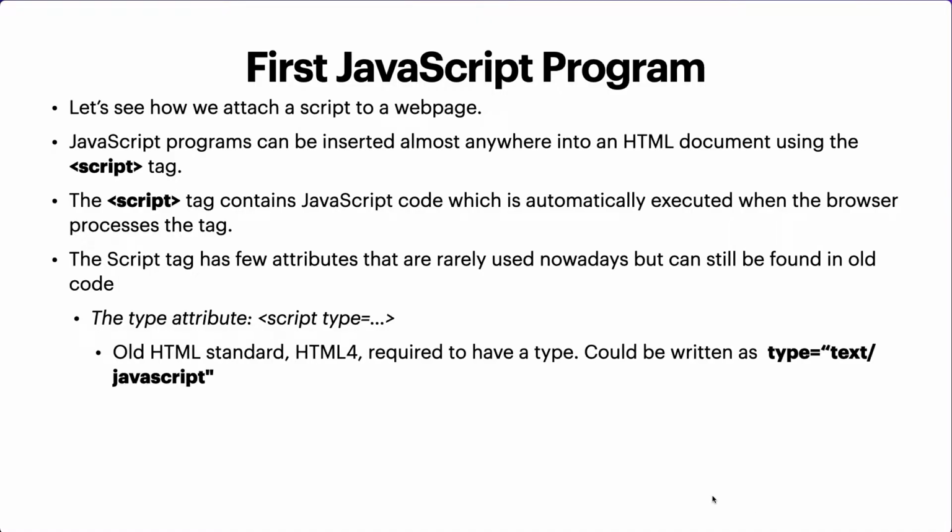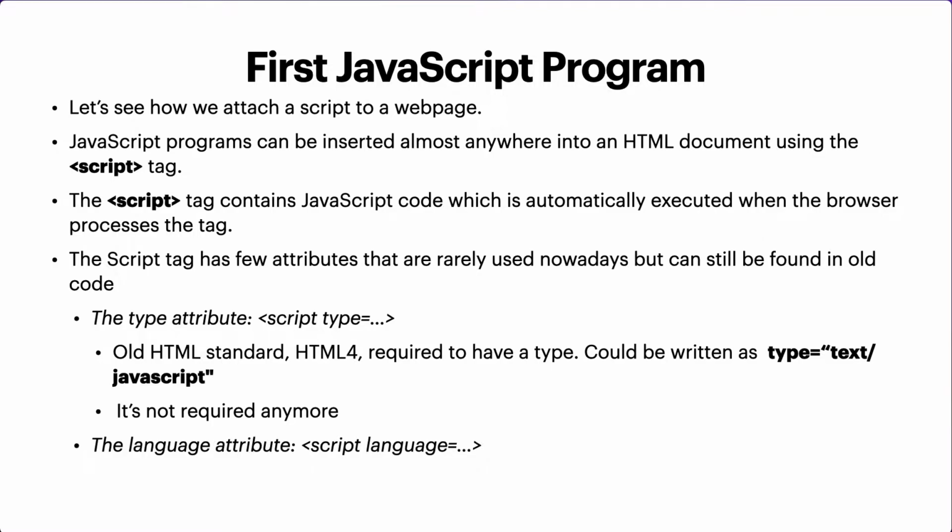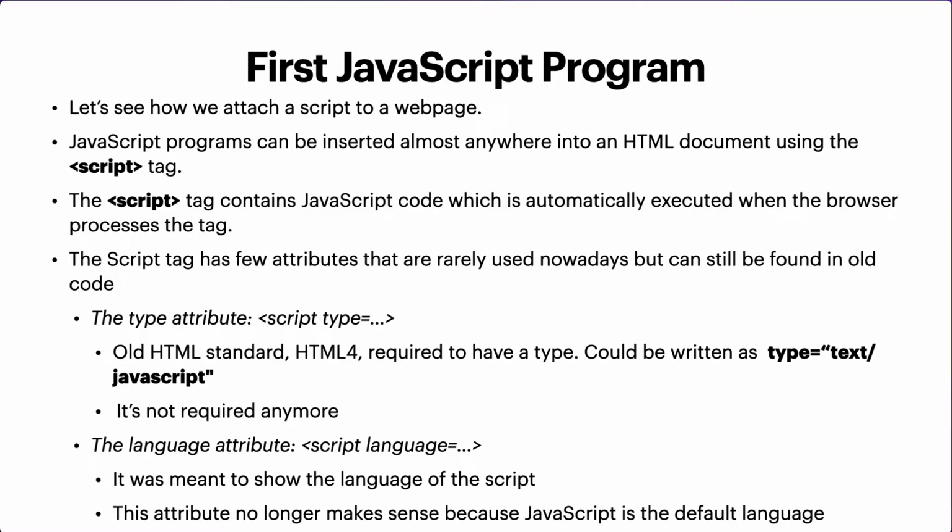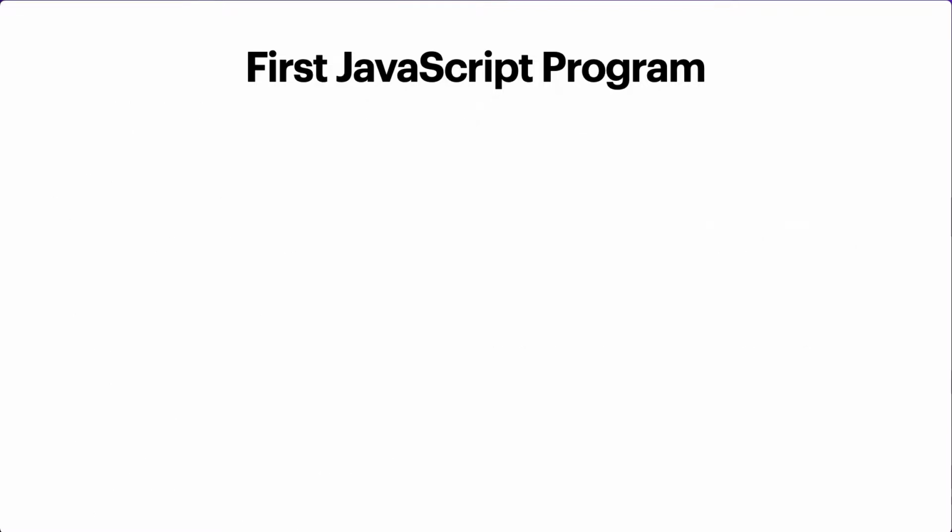An old HTML standard, HTML4, required a type and could be written as type equal text/javascript. We had to specify the type of the script that we are executing between the tags. It is not required anymore, as I mentioned. There is another attribute that we're not using anymore, the language attribute, which was meant to show the language of the script. Since JavaScript is the default language on the browsers, we no longer need to specify that, so this attribute no longer makes sense.